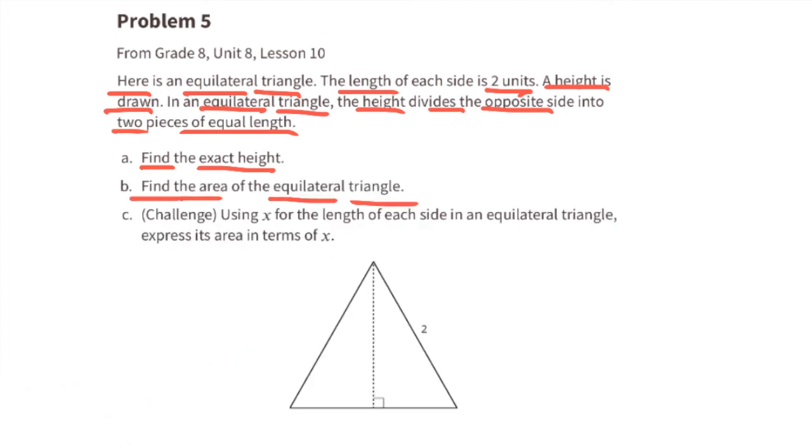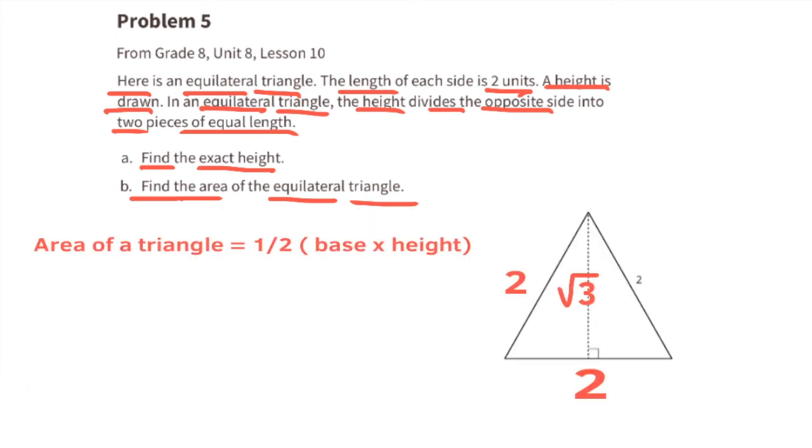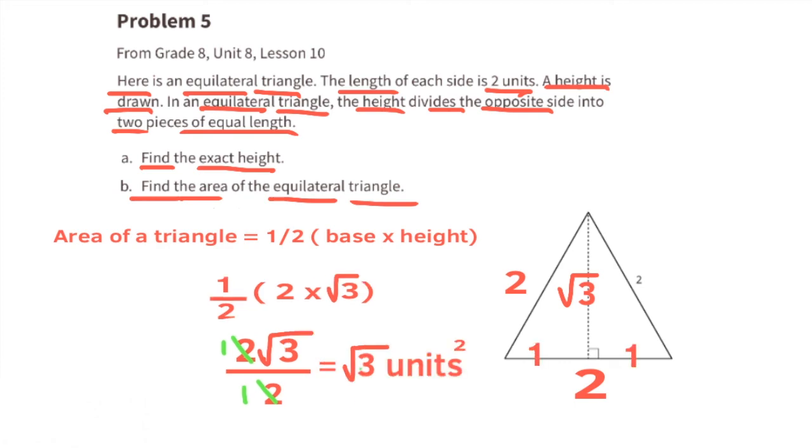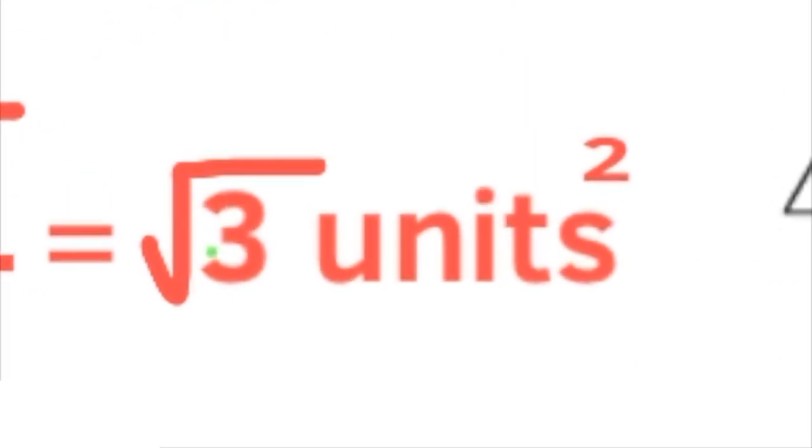B. Find the area of the equilateral triangle. The area of the triangle is half of the base times the height. In this case, the base is 2, and the height is the square root of 3. We can write that as half of 2 times the square root of 3, or 2 times the square root of 3 divided by 2. This is equivalent to the square root of 3. The area of this entire equilateral triangle is the square root of 3 units squared.